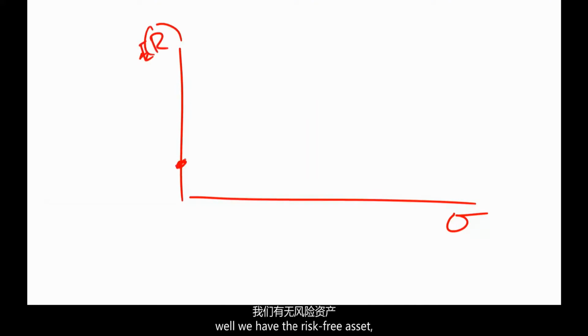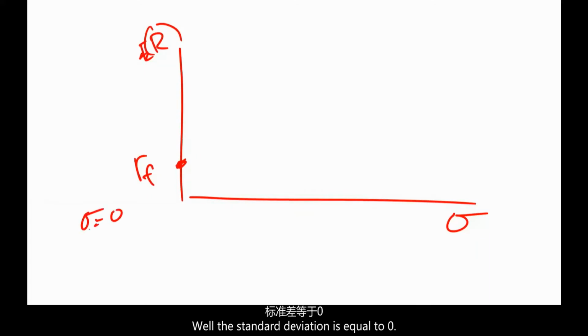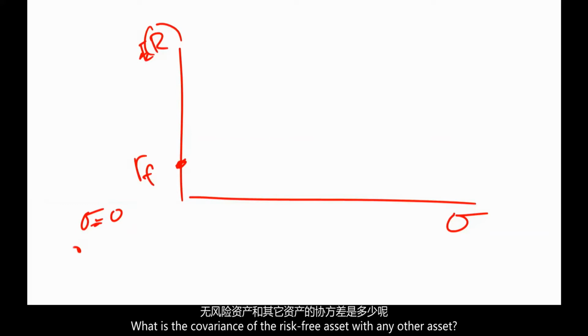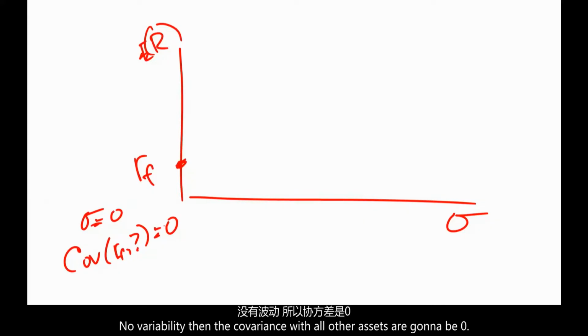okay, well, we have a risk-free asset. Okay? And so what's the standard deviation of the risk-free asset? Okay, well, the standard deviation is equal to 0, right? What is the covariance of the risk-free asset with any other asset? Well, it's also equal to 0, right? No variability, then the covariance is, with all other assets, going to be 0.